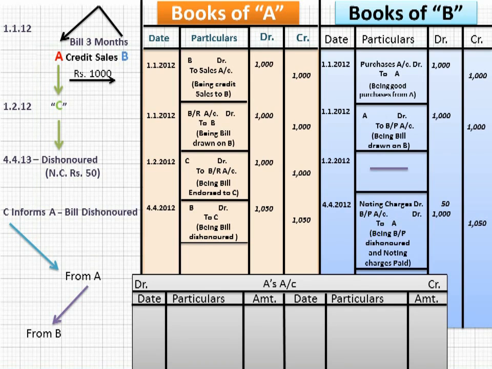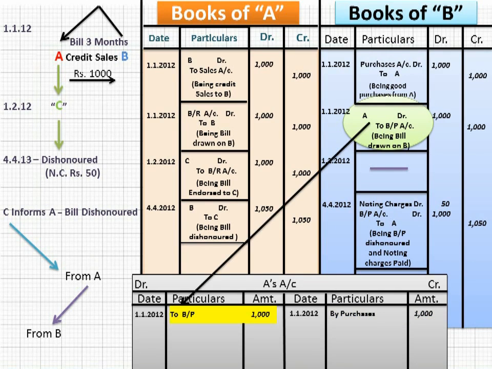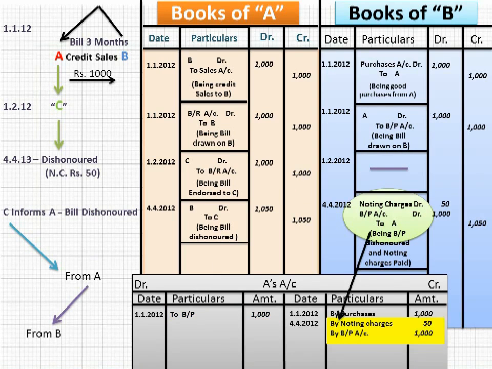Now you have to make A's account in your books. I mean to say you have to do ledger posting. So first of all, A was credited by rupees 1000 on 1st January. So on the credit side, by purchases 1000. Then A was debited by rupees 1000 on 1st January. So on the debit side, to BP 1000. Then A was credited by rupees 1050. So on the credit side, by noting charges 50 and by BP account 1000. Then to balance, c/d 1050, and total on both sides 2050. So in this way, the journal entries will be made in the books of A and B.